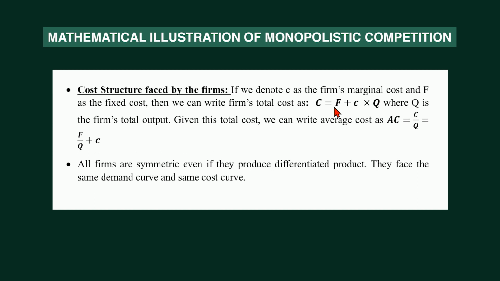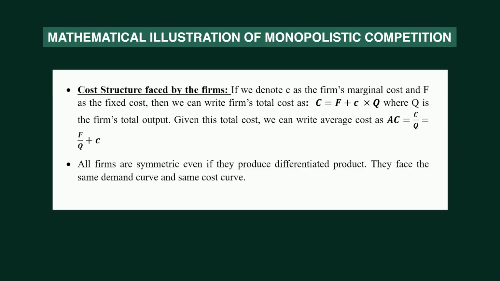So fixed cost, as you know, does not matter whether you produce or not. You have to incur this cost, just like the building. Once you build the building, it does not matter whether you produce or not; the cost associated with the building remains the same. So the average cost is equal to C by Q, which is equal to F upon Q plus C.